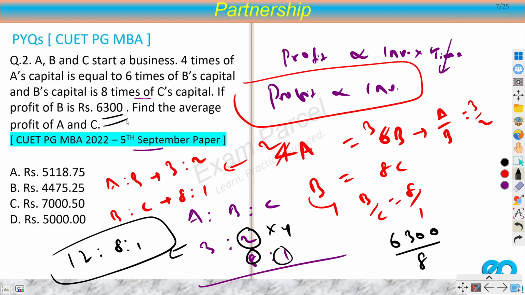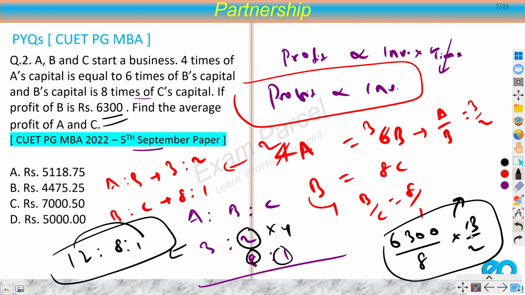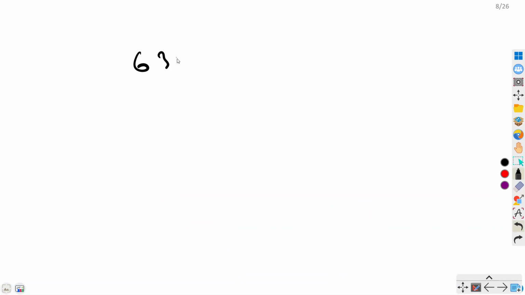Find the average profit of A and C. What is the average profit of A and C? 12 plus 1 by 2, right? So that would be 13 by 2. So we will have to solve this one. Now how can we proceed? Let's take 6,300 by 8 into 13 by 2.